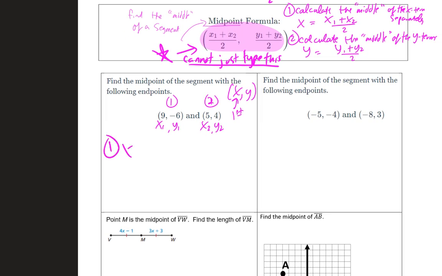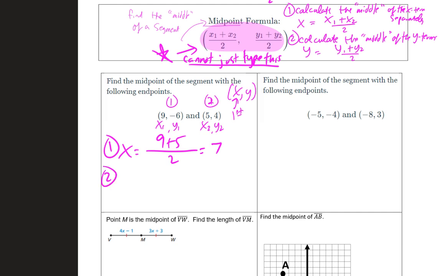We said the first thing we're going to do is calculate the x value. The x value is adding the two x's and dividing by 2. If the x's are the first values, we're going to say 9 plus 5 divided by 2. We type that into the calculator just like we see it, 9 plus 5 divided by 2, which gives us 7.